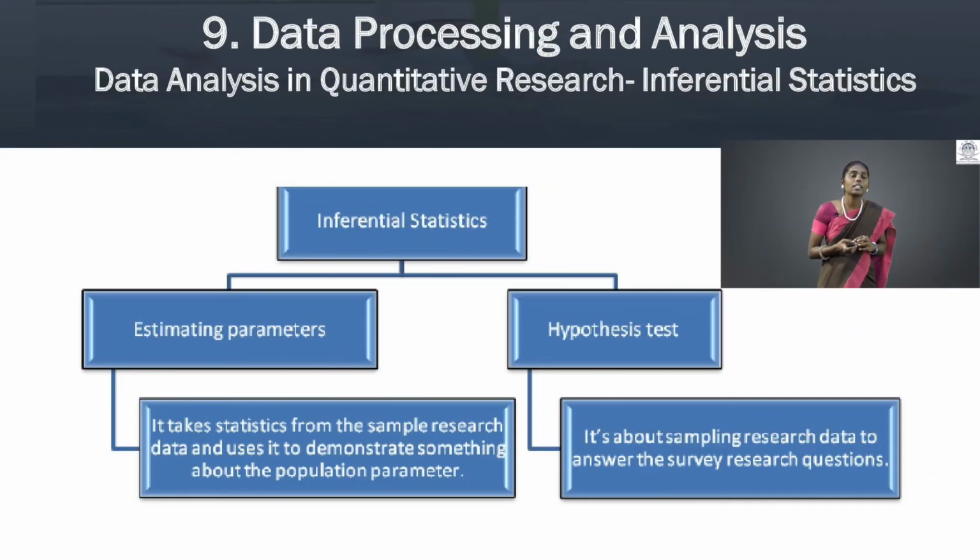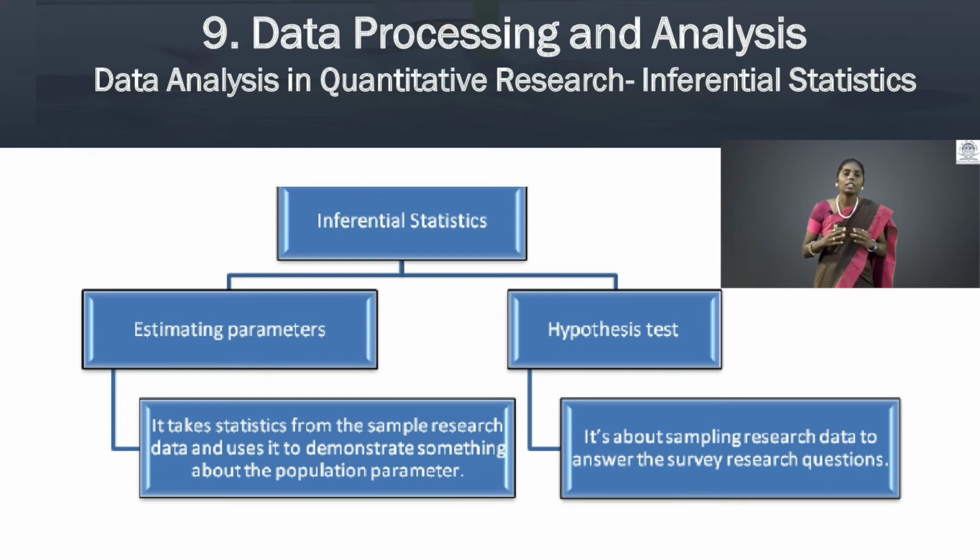Now we will look at data analysis in quantitative research using inferential statistics. In inferential statistics, we infer based on the hypothesis or the estimates that a researcher proposes. There are two types: estimating parameters and hypothesis test. Estimating parameters takes statistics from the sample research data and uses them to demonstrate something about the population parameter.